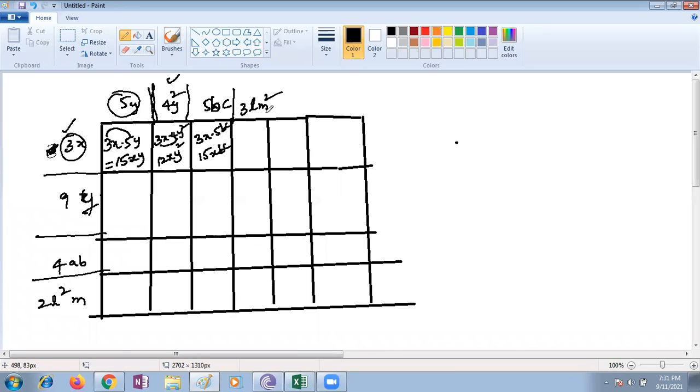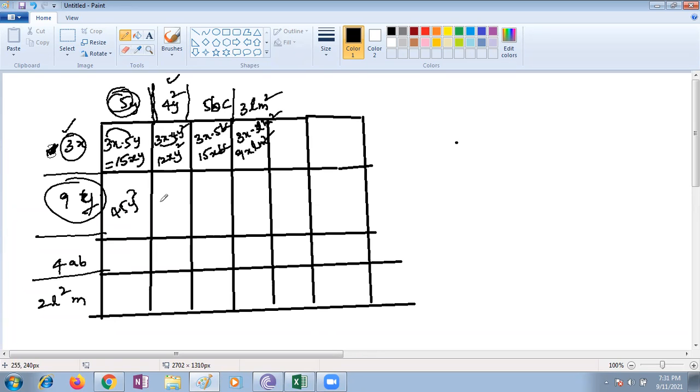Next, Lalit. 3x into 3lm square. 3 into 3 is 9. 9xlm square, right? The same way you can answer, Abhinav. Second row: 9y into 5y, 45y square. Very good.